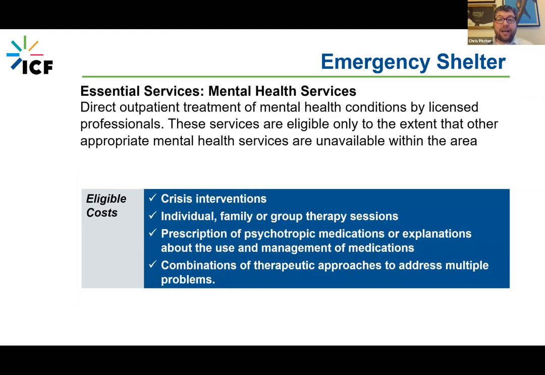Mental health services, again, cover mental health conditions that are treated in an outpatient treatment setting by licensed professionals. Again, these services are only eligible to the extent that other appropriate mental health services are unavailable within the area and cannot be accessed near the shelter. We can provide similar costs here under the eligible cost with crisis interventions, therapy sessions, whether that's individual, group, or family, prescription of psychotropic medications, and explanations on how to use and manage that medication, and then combinations of therapeutic approaches to address multiple mental health issues.